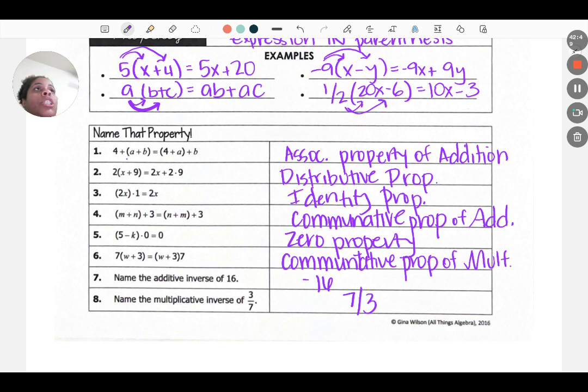All right, that's the end of this lesson. Again, super easy. It's just going to help us further down the line when we get into the next few lessons that are coming up this week. These properties are going to be important for you to apply with those lessons.